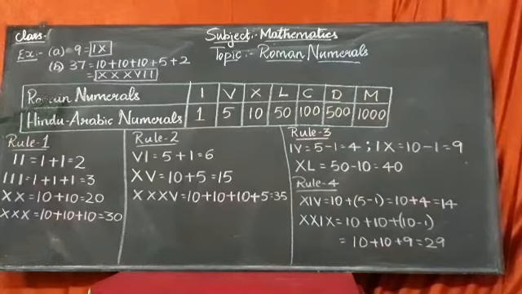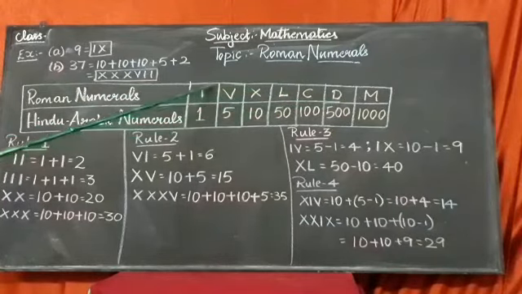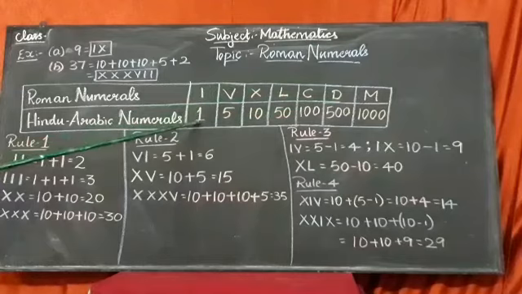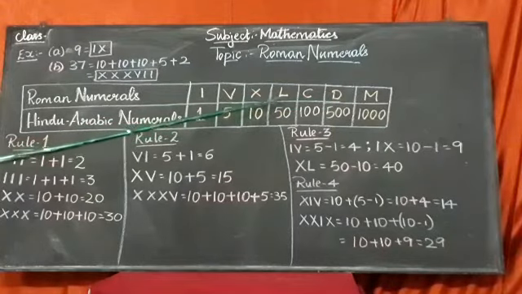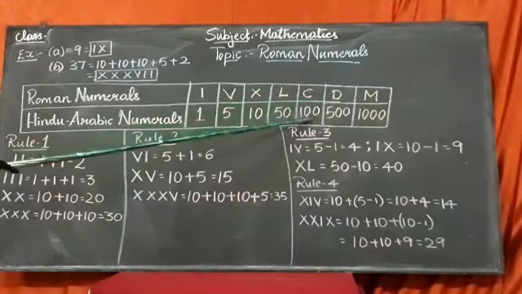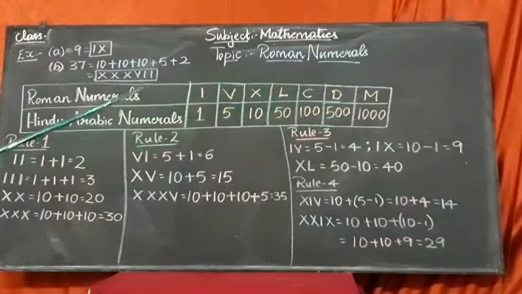The numerals in the Roman system are written with 7 alphabetical letters. See there: I, V, X, L, C, D, M. I in Hindu-Arabic number is 1. V is 5. X is 10. L is 50. C is 100. D is 500. M is 1000.